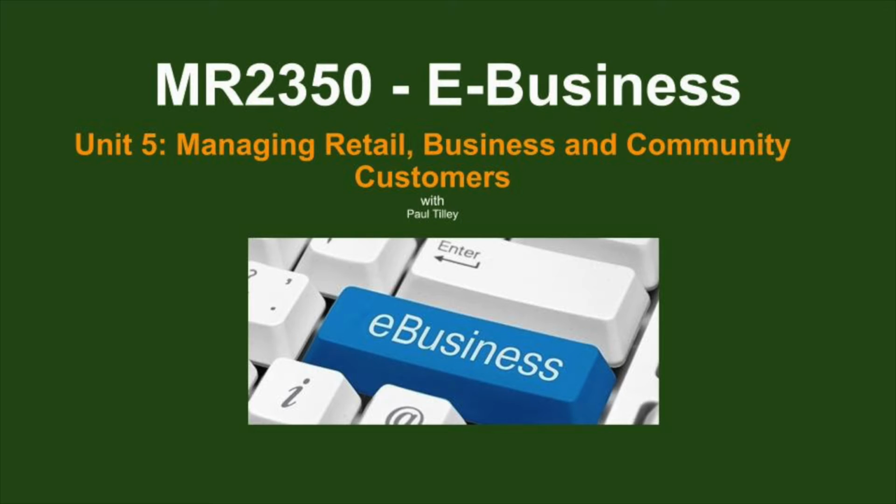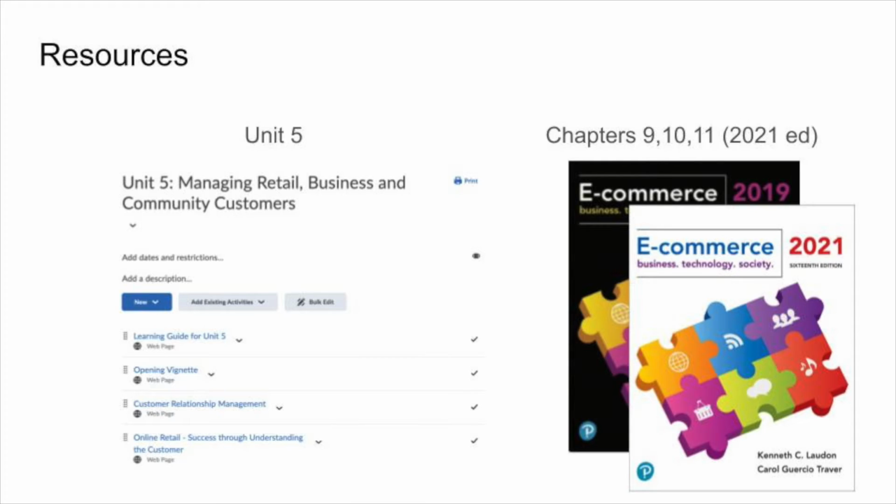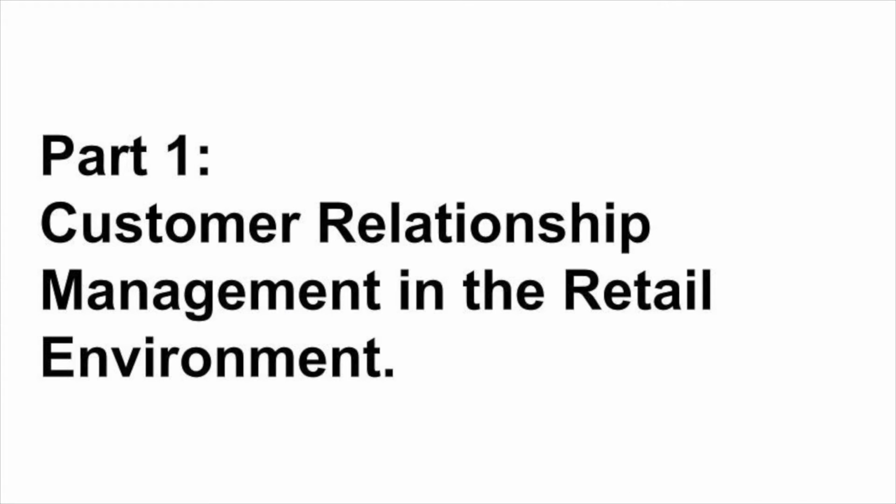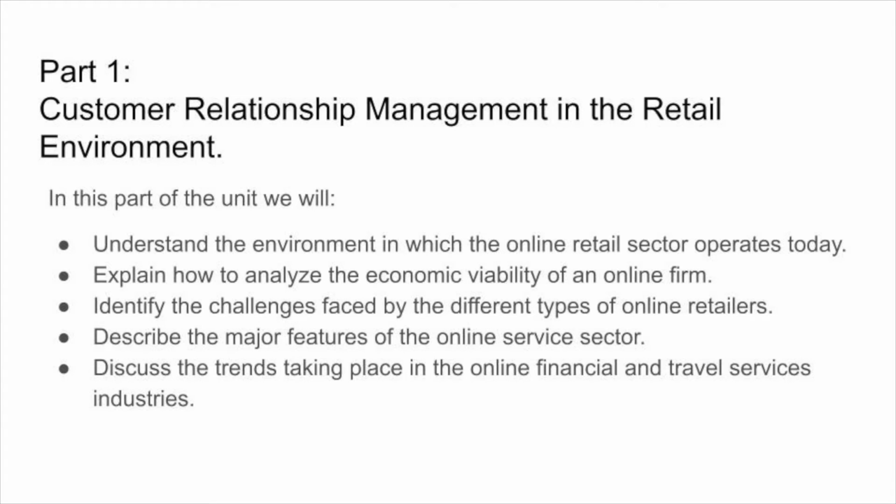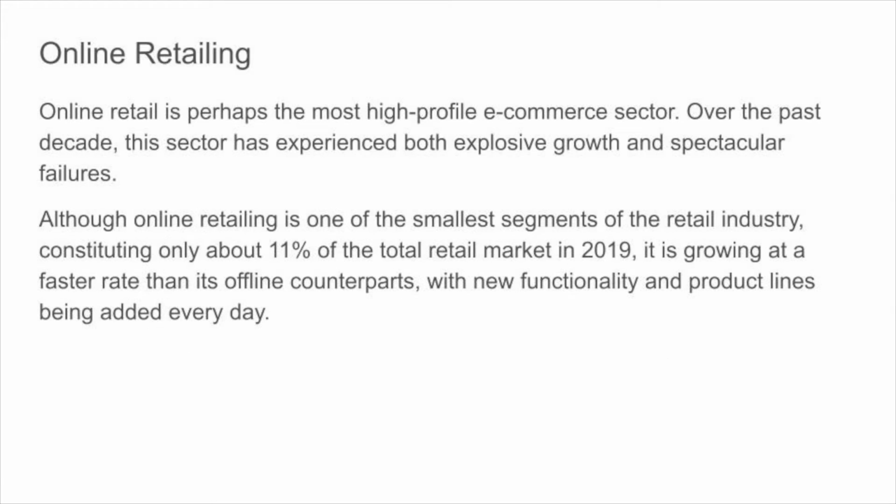Today we're talking about Part 1, and Part 1 is found in chapters 9, 10, and 11. We're going to be looking at customer relationship management in the retail environment. Okay, so what we mean here is where we contact the customer. In Part 1, we'll understand the environment in which the retail sector operates, how to analyze economic viability of an online firm, the challenges faced by online firms, the major features of the online service sector, and discuss the trends that are taking place in that industry right now.